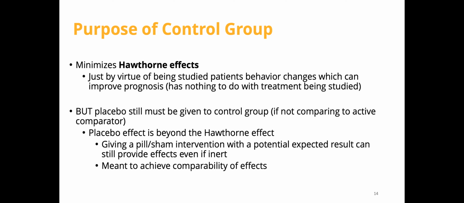You still have to give a placebo to a control group, though, if you're not in the situation where you have an active comparator for your medication. This is because the placebo effect typically goes beyond the Hawthorne effect, which is, just by virtue of being studied, you're going to act differently. It's important to give a pill or a sham intervention, because it still provides psychological effects to the patient, even if the placebo is inert. So again, you give a placebo because it's supposed to achieve comparability of effects.